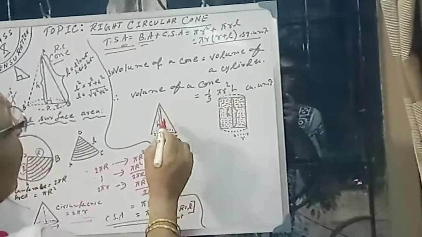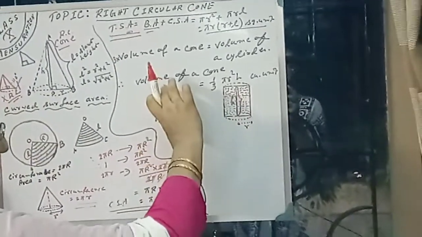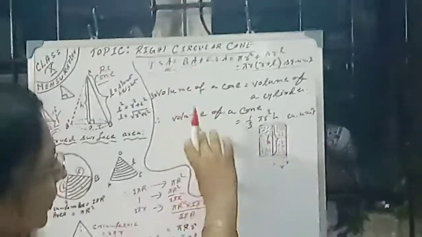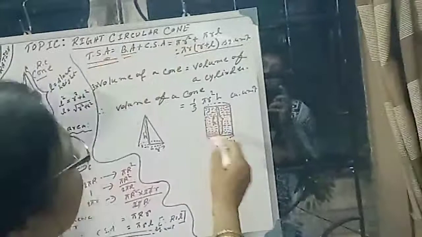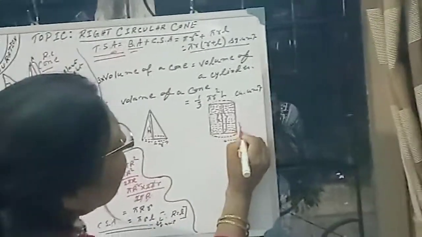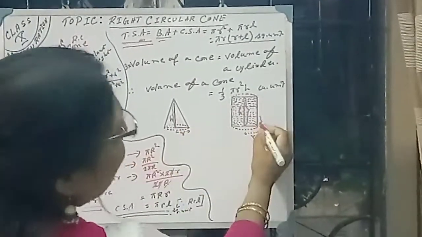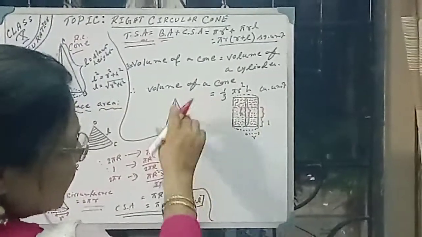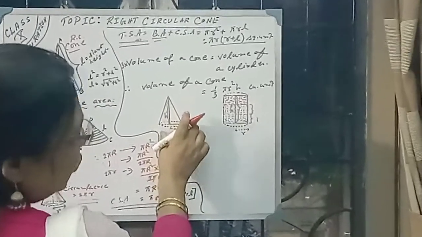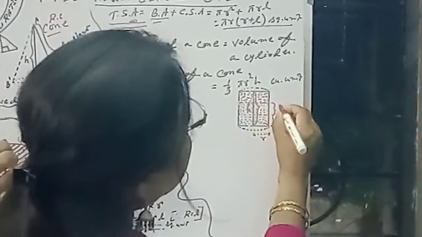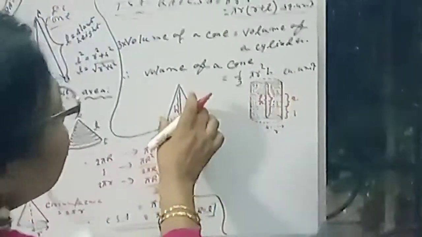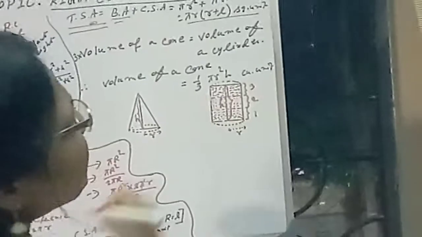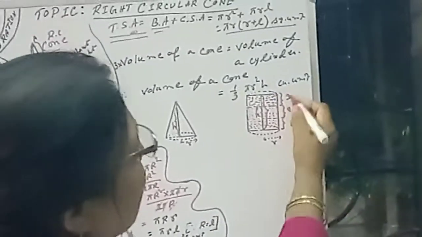If we fill up this cone with water and pour all the water into the cylinder, we get the first part. Then again we fill the same cone and pour it here, and we get the second part, and then the third part also remaining. We continue the same process. So we will get 3 parts of equal volume.